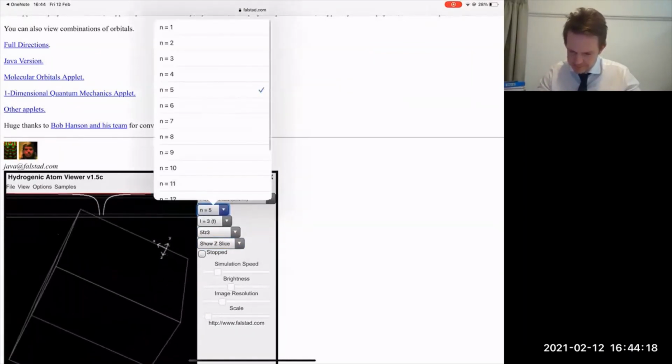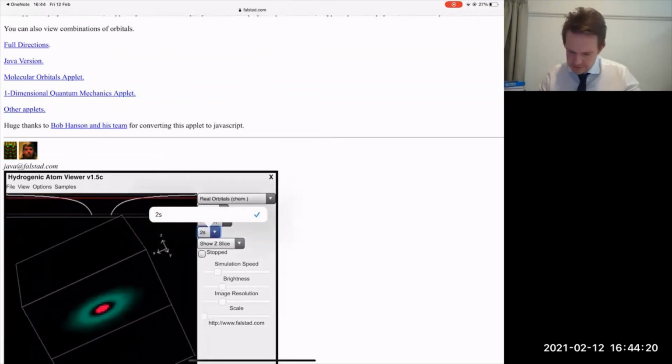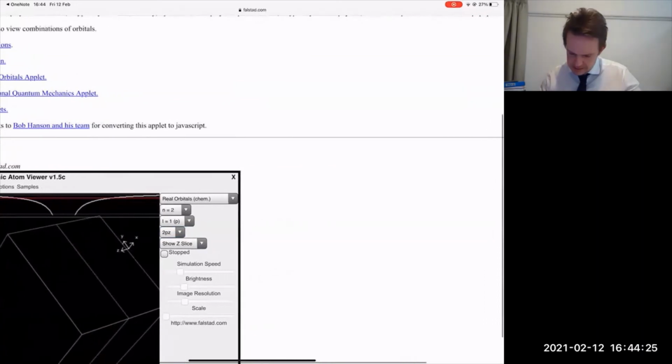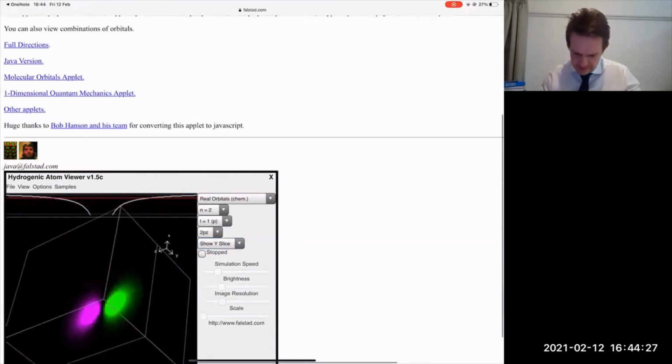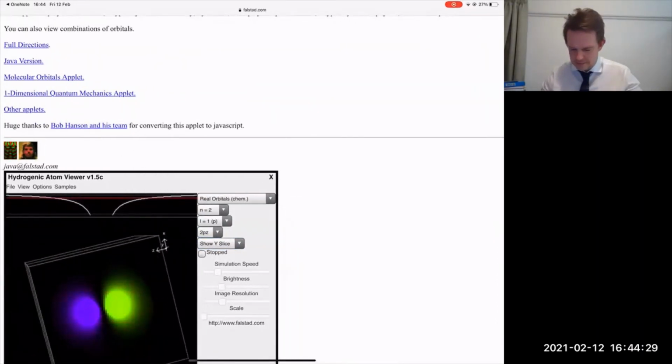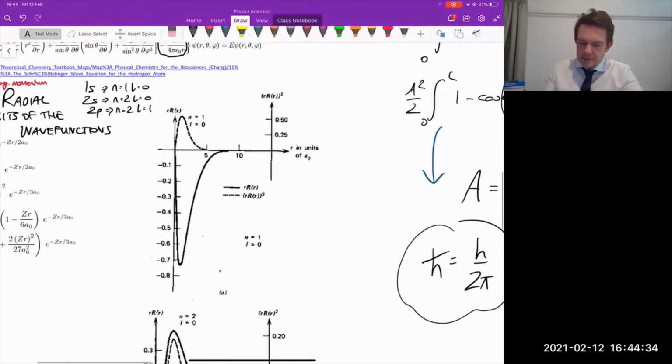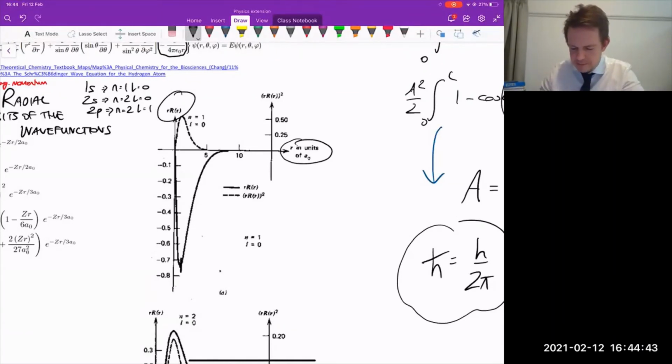Let's go back to n equals 2. So if we took 2p and sliced through it, you can kind of see what's going on in one plane. Looking at these plots here, they show you what happens to the wave function as we get further away from the nucleus. It reaches a maximum and then gets smaller as you get further away.